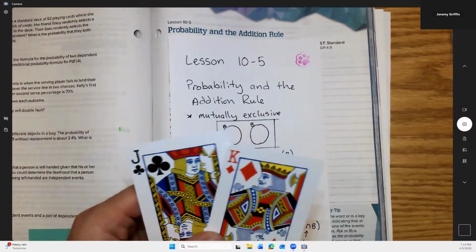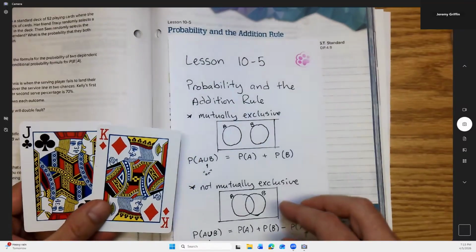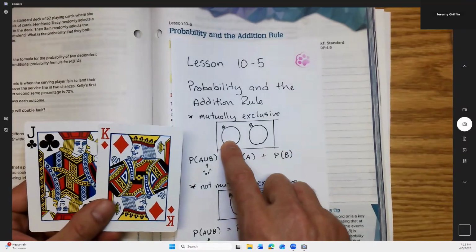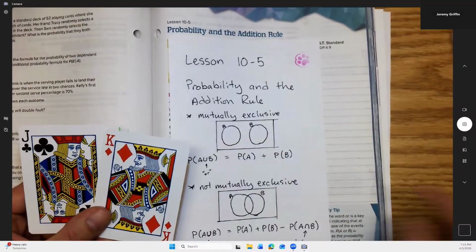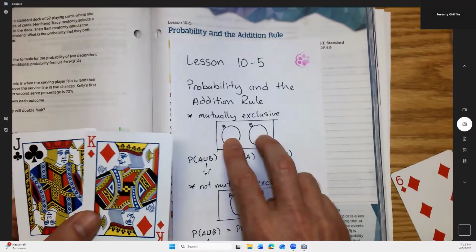Now, could you draw a card that was both a jack and a king? Well, no, you could not do that because there's not a king jack card. So you could draw maybe a jack that could go in this bubble and a king could go in this bubble. There's of course other cards you could also draw, but you couldn't draw a card that was both a king and jack.